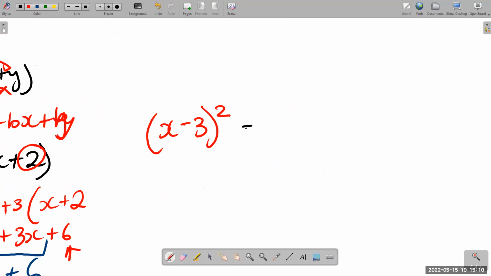What does this mean? First, you've got to expand it, because this means this bracket multiplied by itself twice. So this actually means x minus 3, times x minus 3. Expand this and tell me what you get, please. This is another skill we need to have.